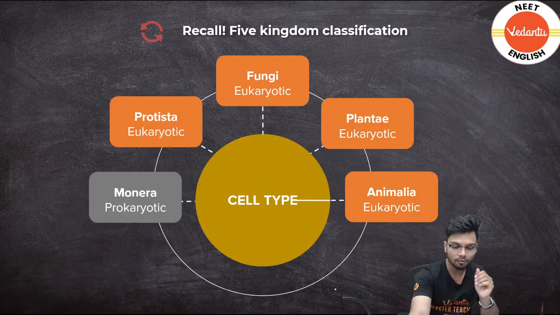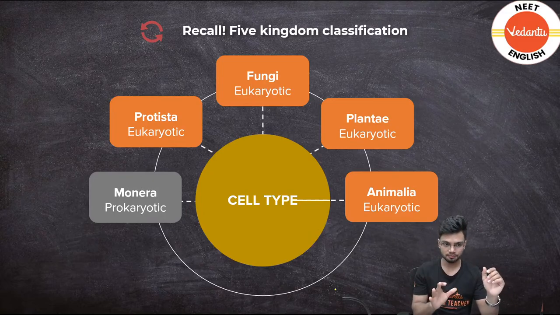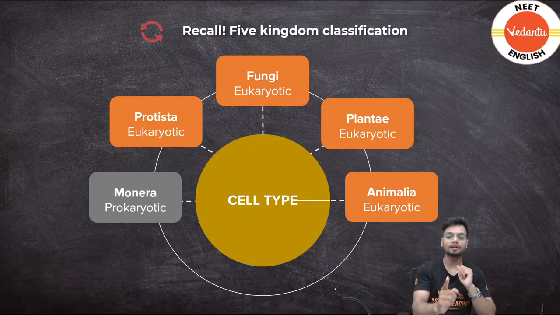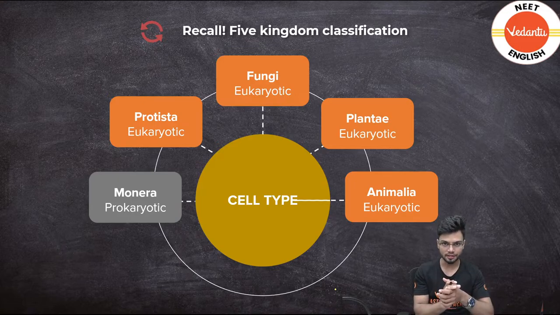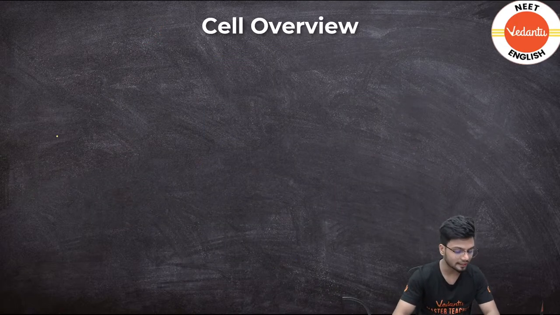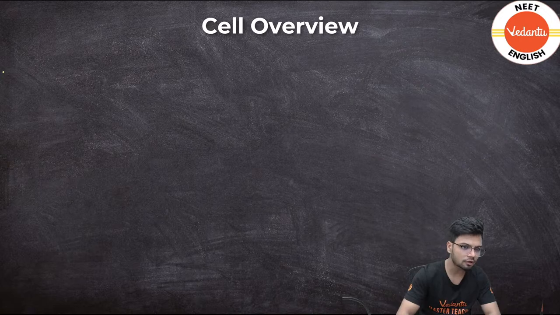Clear? Now, this is the five kingdom classification. We have Monera, Protista, Fungi, Plantae, Animalia. Apart from kingdom Monera, every single kingdom is eukaryotic in nature. The only kingdom which is prokaryotic is kingdom Monera. Now, if I want you to write the complete overview, let me note a few points here about prokaryotes.